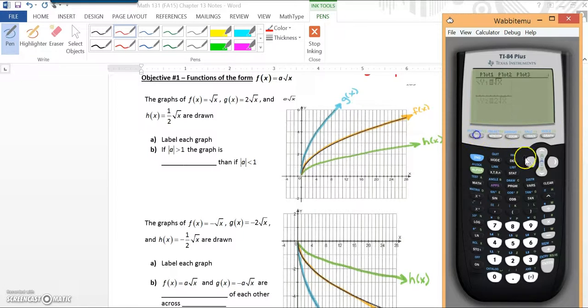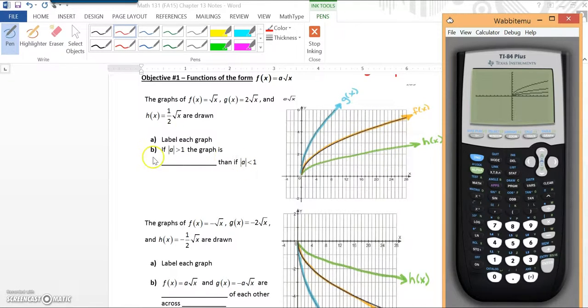And then we turn on the third graph. Go down to the equal sign for the third graph, press enter, and then graph. The third graph is right below. So we know f of x is the first graph, which is here in the middle, and then g of x is here, and then h of x is here, which I have listed here on this graph.